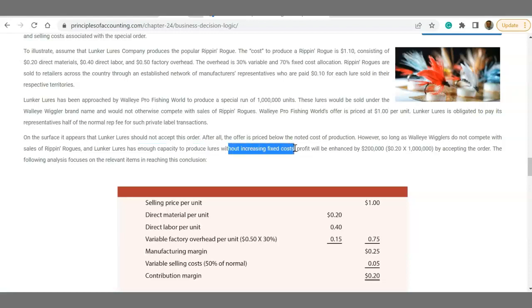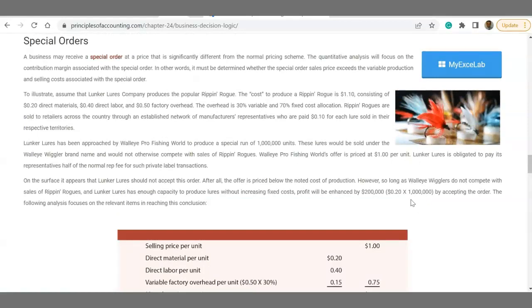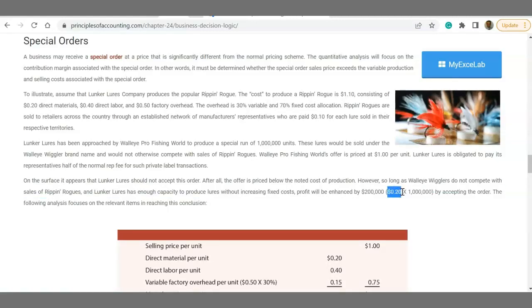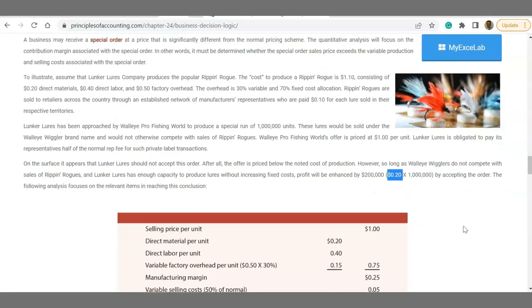Without increasing fixed costs, like renting a new place, buying new equipment, or adding new labor, profit will be enhanced by $200,000. Why? Because of 20 cents times 1 million units produced, and 20 cents of leftover income after these sales. But let's see where this 20 cents is coming from.